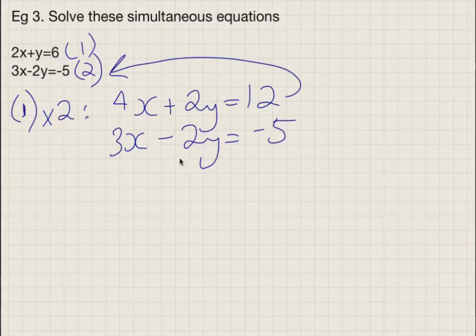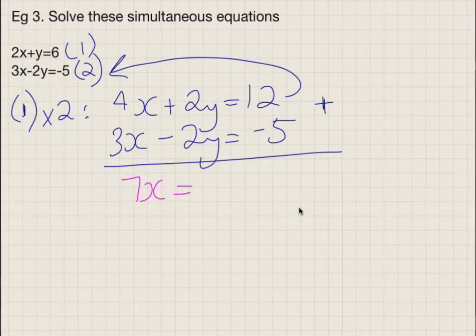And how can we make these disappear? Well, we can do that simply by adding them together. Okay. So 4x plus 3x gives 7x. 2y minus 2y cancels, and 12 minus 5 gives 7. Okay, finally dividing by 7. Those cancel out, so x equals 1.